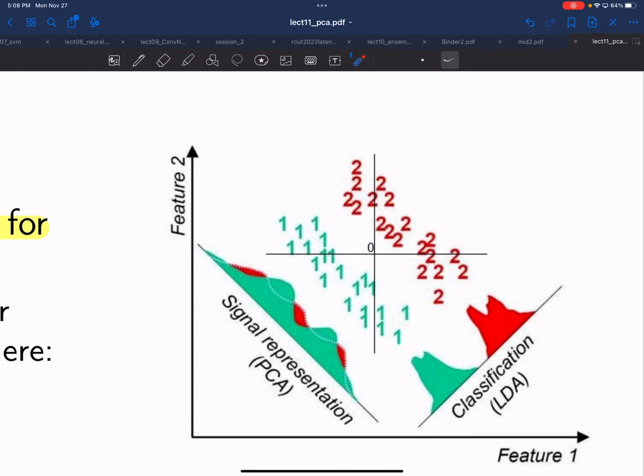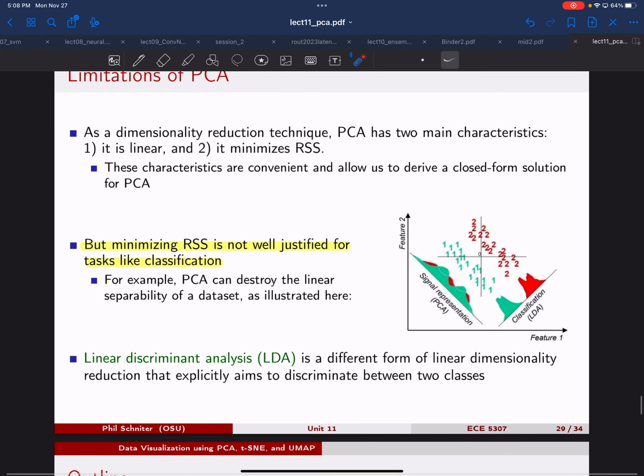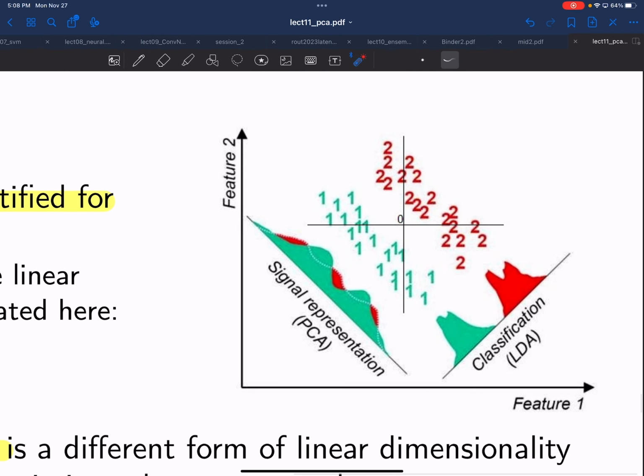So there are other ways to do dimensionality reduction. One kind of famous classical approach is called LDA, linear discriminant analysis. And if you applied LDA to this data set, it would do things perfectly. It would learn to compress in the other way. It would compress down to that line. So all the 1s would be here, all the 2s would be there. You still get perfect classification.